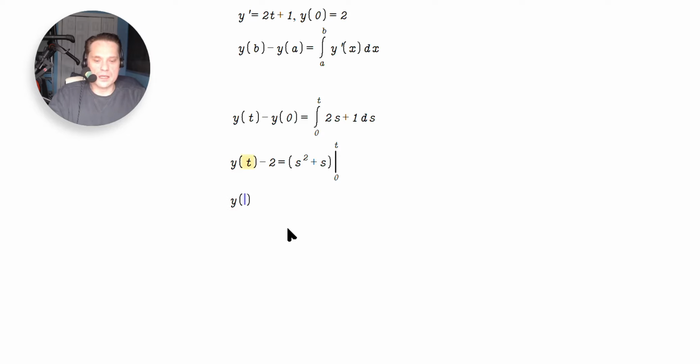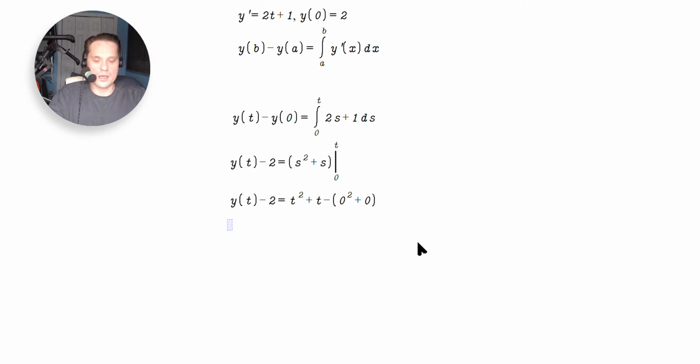So y of t minus 2 is equal to, plug in the t as the upper limit. So that's the key step. If you had not s here, but t, it would look like this: t squared plus t, and then the upper limit of integration would also be t. So we switch it to s for that reason, not to get confused. So this s, remember, is called a dummy variable. So you plug it in, you're going to have t squared plus t and then minus 0 squared plus 0.